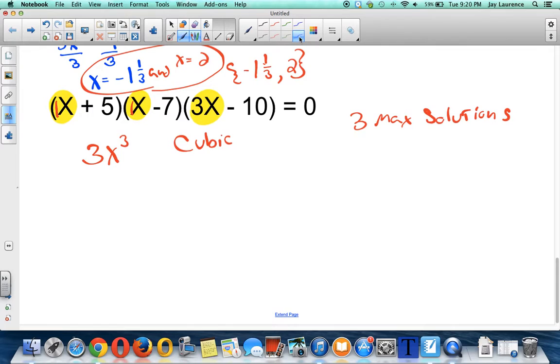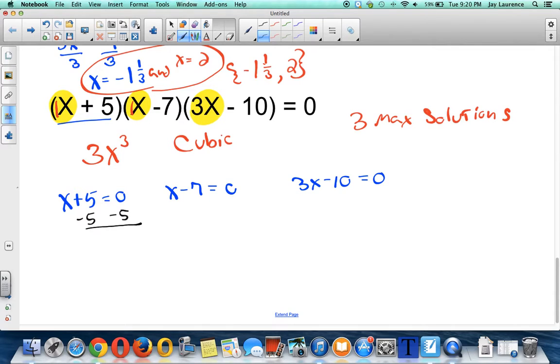Okay, so let's take each quantity. Let's take x plus 5, set it equal to 0. Let's take x minus 7, set it equal to 0. And we'll take 3x minus 10 and set it equal to 0. We'll solve each one of these equations separately, and we'll see how many solutions we end up with. And so for the first quantity, we get x is negative 5. There's one solution. We add 7 on the second, and we get x equals positive 7. That's the second solution.